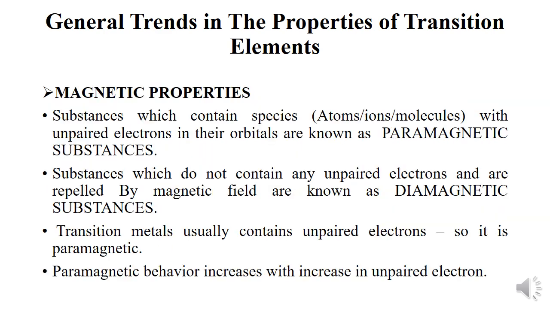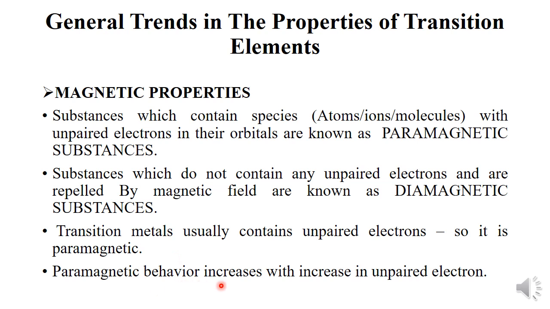Clear? So our next property, that is the magnetic properties. The substances which contain species, that is atoms, ions, molecules with unpaired electrons in their orbitals, are known as paramagnetic substances. Whereas those which do not contain any unpaired electron and are repelled by the magnetic field are known as diamagnetic substances. Whereas paramagnetic substances are attracted by the magnetic field as they are having unpaired electrons. And we have seen in the earlier cases that transition metals usually contain unpaired electrons. So they are paramagnetic in nature.